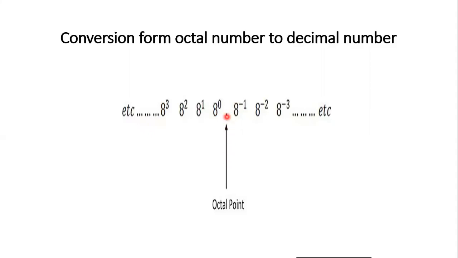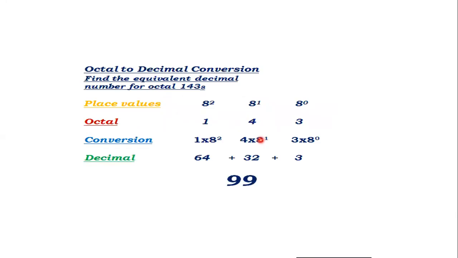So, from the point, we start from right to left, 8 power 0, 8 power 1, 8 power 2, 8 power 3, etc. From left to right, after the decimal, it is a power minus 1, minus 2, minus 3, etc. Right. Now, let me see some examples. How to convert the octal number to decimal number.